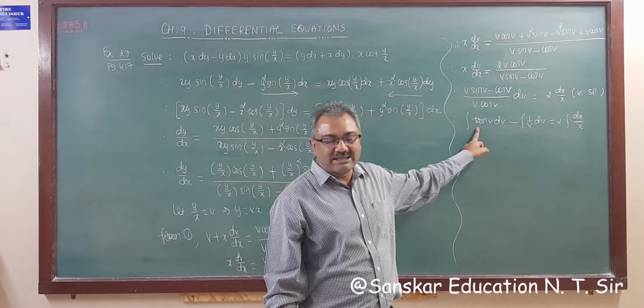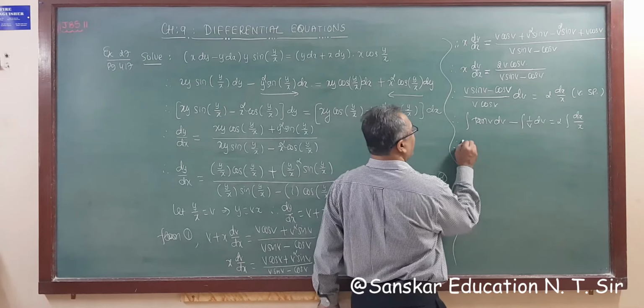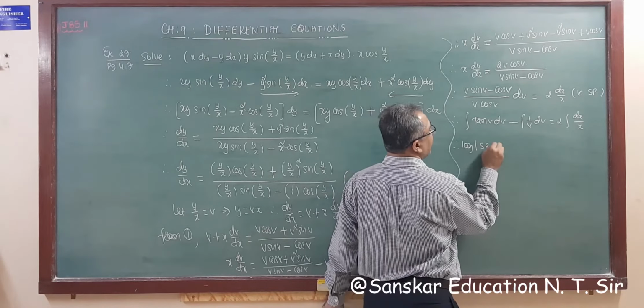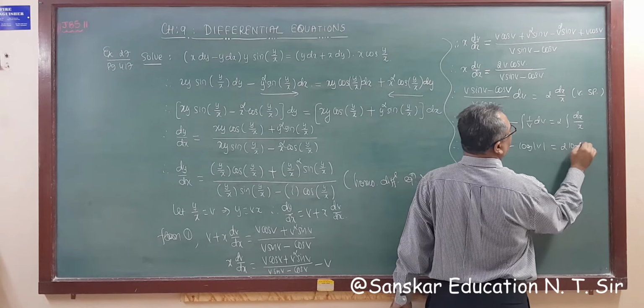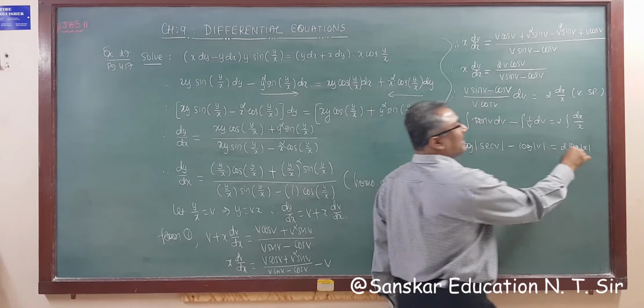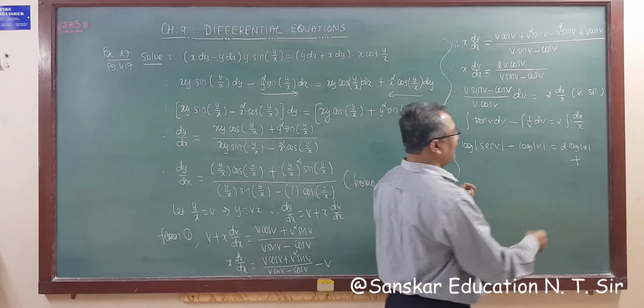Integral of tan v is log mod sec v. So we get log mod sec v minus log mod v is equal to 2 times log mod x. So arbitrary constant, all are in log terms, so we are taking log mod c, right?